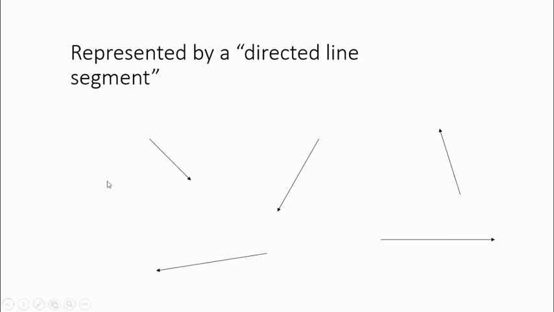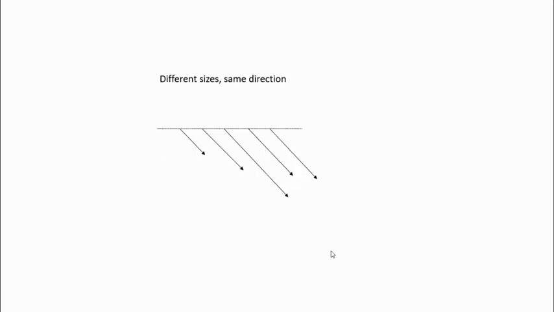All these lines here have different lengths and different directions. So they are all representing different vectors. These lines also represent different vectors. They all point in the same direction, but they have different sizes. So even though they have the same direction, because they have different magnitudes, they're all representing different vectors. For two vectors to be equal, they must have the same size and the same direction. These don't have the same sizes, so they are not representing the same vector.